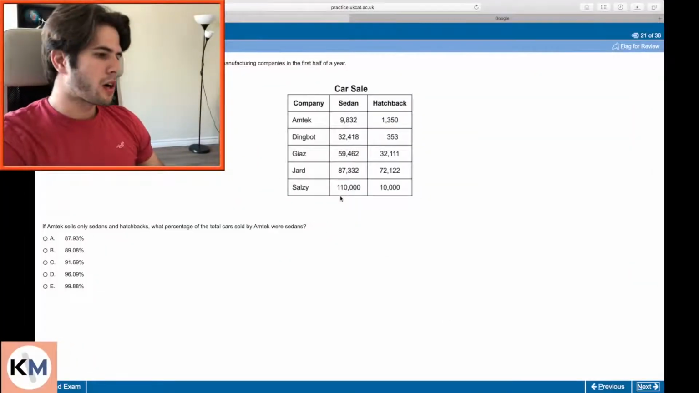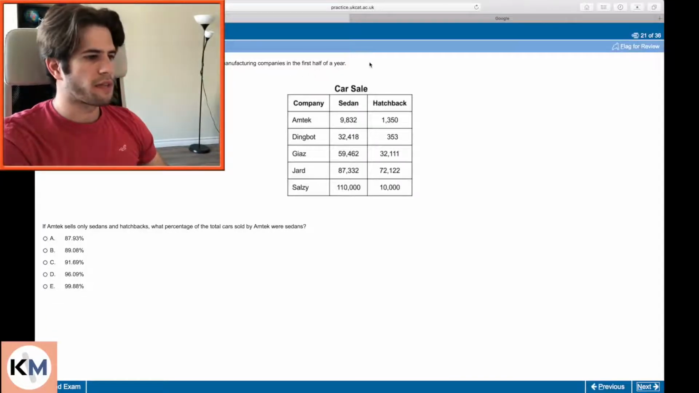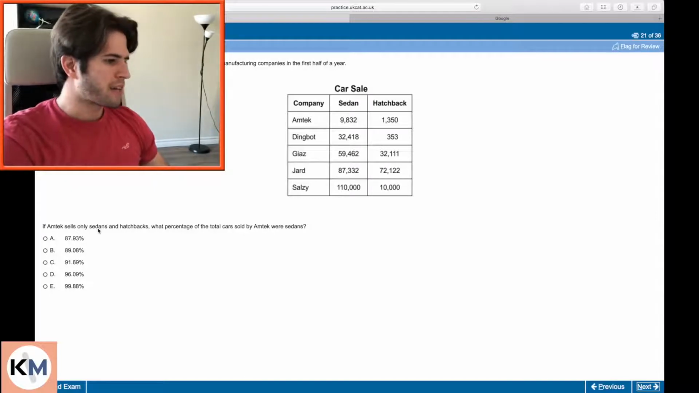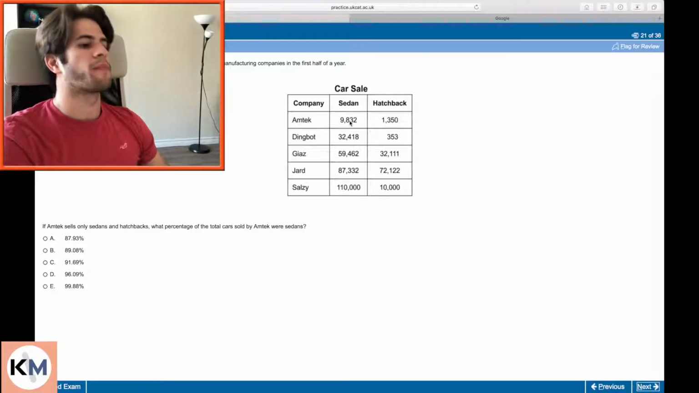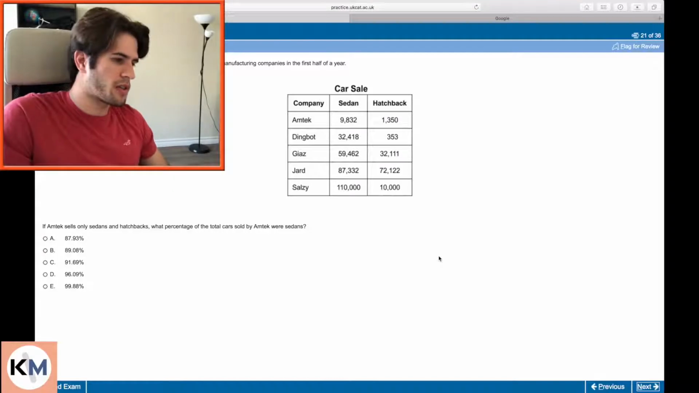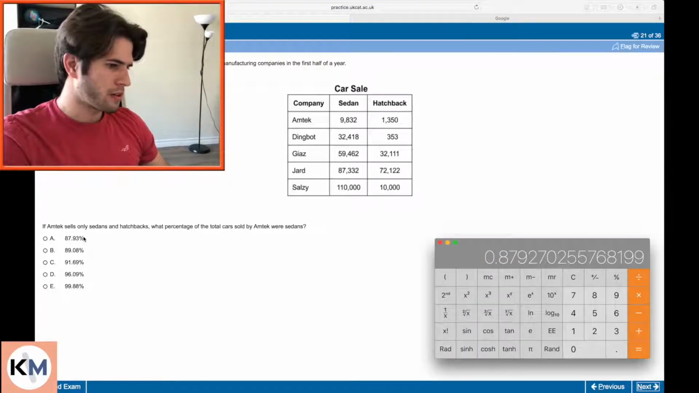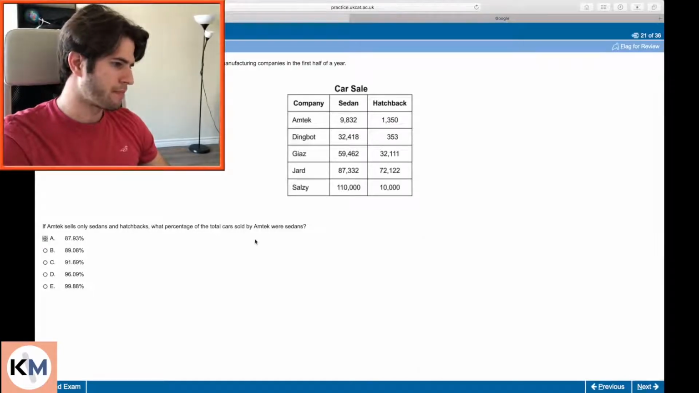Next question, we have something about a car sale. Okay, cool. This says number of sedans sold by 5 companies in the first half of the year. Okay, first question. If Amtech sells only sedans and hatchbacks, what percentage of total cars sold by Amtech were sedans? So sedan number as a total of hatchback and sedan. So the equation here is 9,832 divided by 9,832 plus 1,350. 87.93. Boom. So the answer is A.